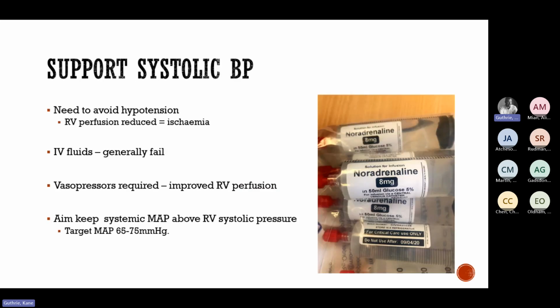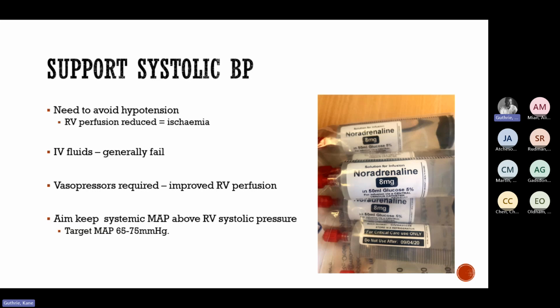Where they're going to get further shocked from it. So we're going to need to support their systolic blood pressure. We want to avoid hypotension because hypotension is just going to cause more ischemia, and the right ventricle is not going to have any perfusion the more hypotensive they get. So the fluids will generally fail, and we need to just start vasopressors really early in these patients, even if we're only suspecting it while we're taking them to the CT scanner. Don't try and give them 2-3 litres of fluid while you get them to the scanner to confirm your diagnosis. Just get the pressors on early.